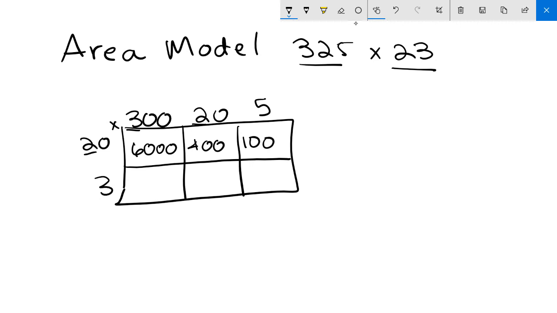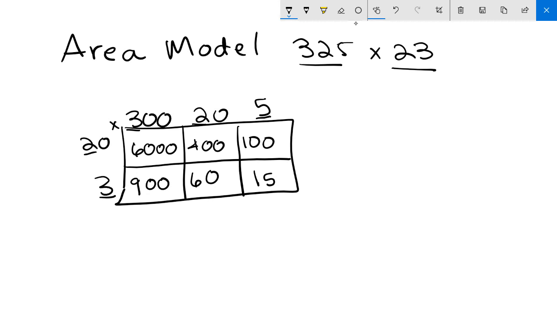So I have 3 times 300. Well, I know 3 times 3 is 9. And I have 2 zeros, 900. 3 times 2 is 6. There's a 0. I get 60. And 3 times 5 is 15. Now, don't forget, we have to add all these numbers up.